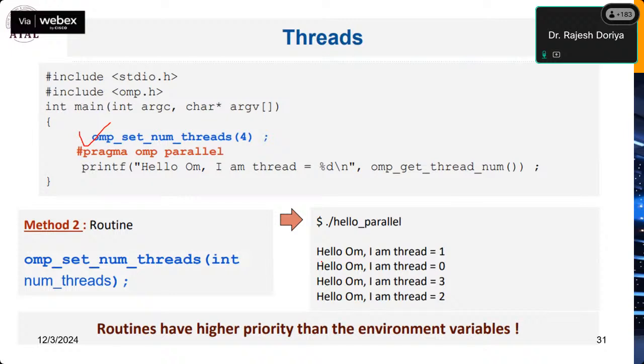Now let's say we have earlier defined the environment variable, and in a program we have also made use of this particular routine. In this case, the routines are always going to have higher priority than the environment variables. So if earlier you had set 2 and in the program you have specified 4, then 4 threads are going to be utilized to execute this program because this routine has the higher priority. Fine.